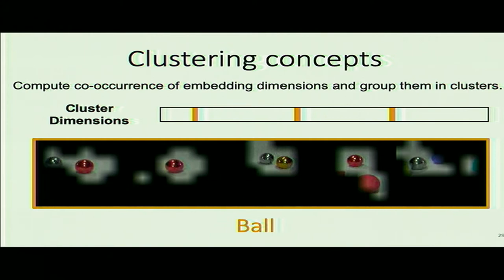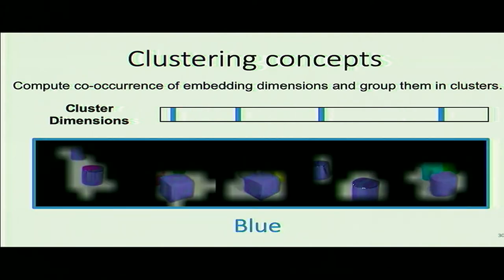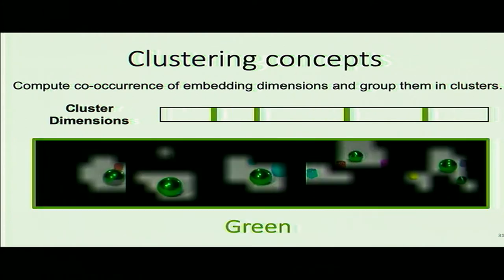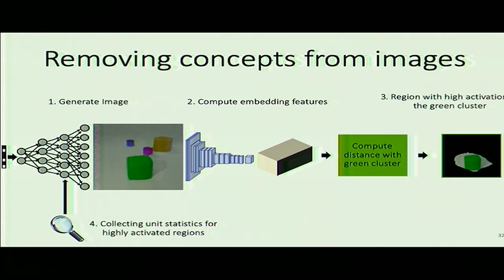So this is one concept, which you see corresponds to balls. It's completely unsupervised clustering. This is another cluster concept, which is blue, and here we get the green cluster. Now we basically know how to recognize green in the images, so what we can do is use, again, the paper from Bao et al. at ICLR and say, well, we're going to generate a lot of images. We know where the green elements are in the image.